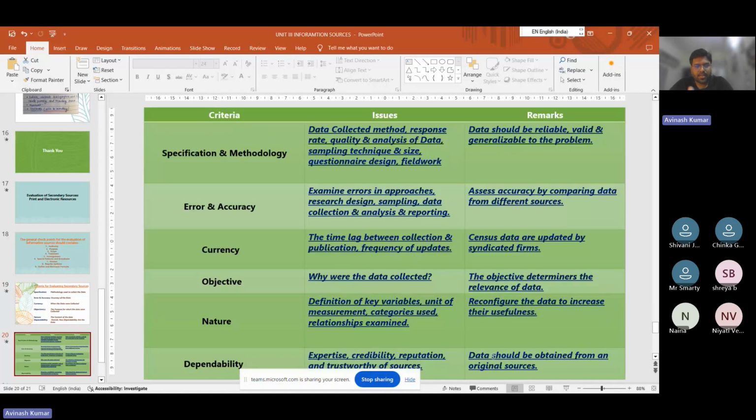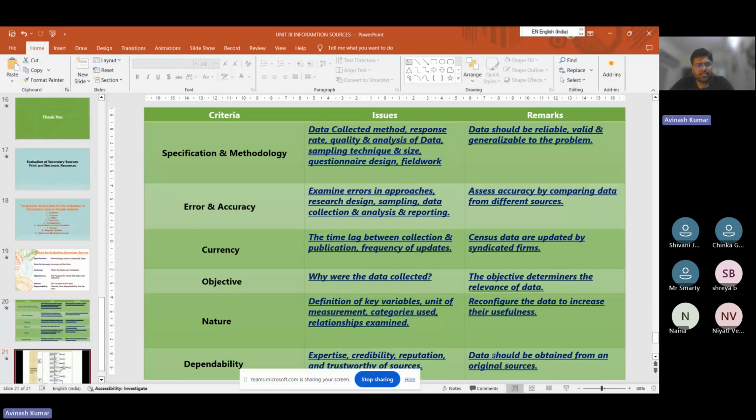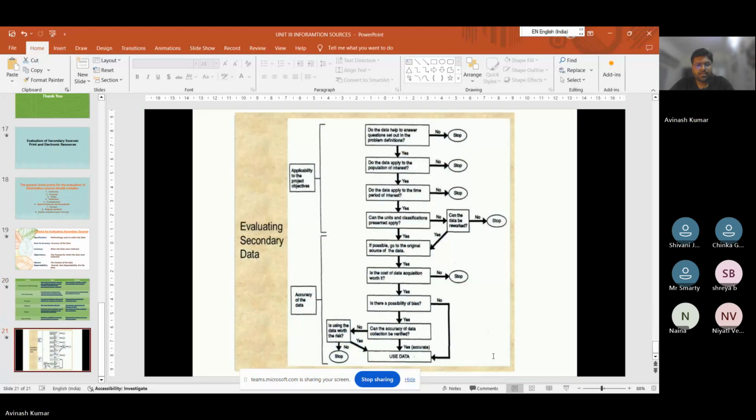Here I have discussed more about specification, methodology, error, accuracy, currency, and objectives. You can see that and understand more about it. I have used very easy language, so you can understand, and you can also write it in your examination. It is very important. If you write it in a particular examination, you get good marks. So you can take a screenshot so that you can get the points easily. And last, you can also take a screenshot.